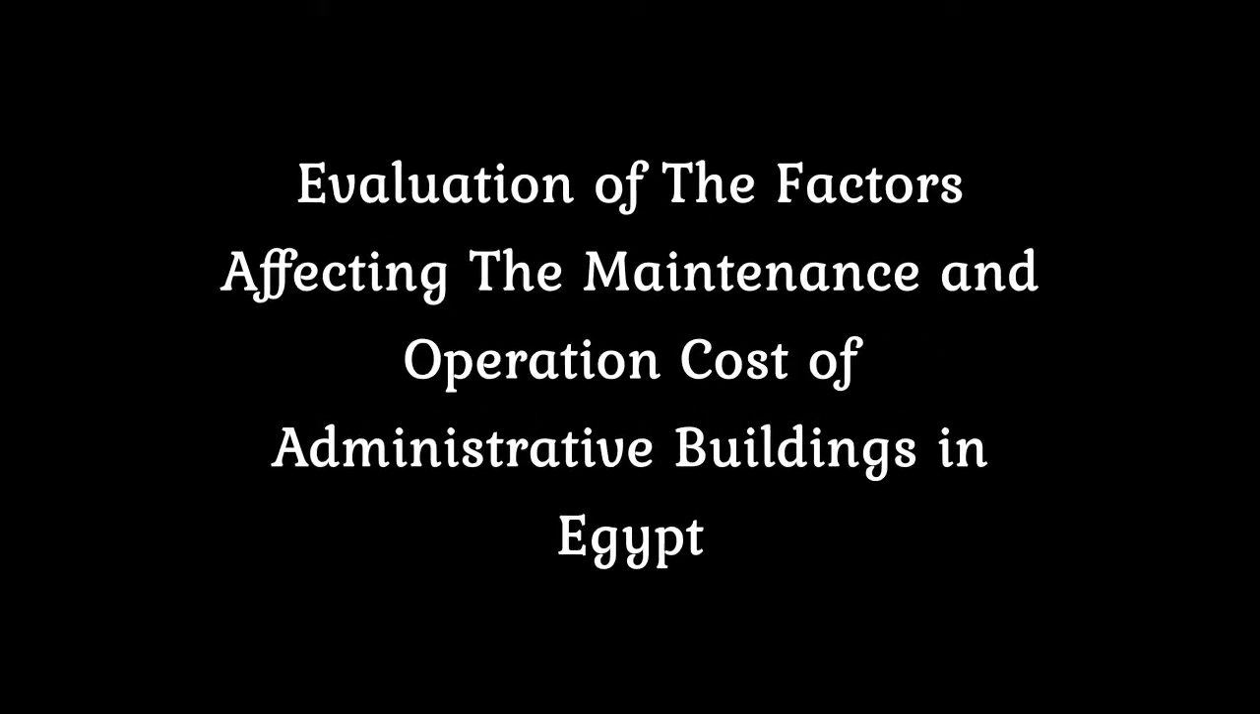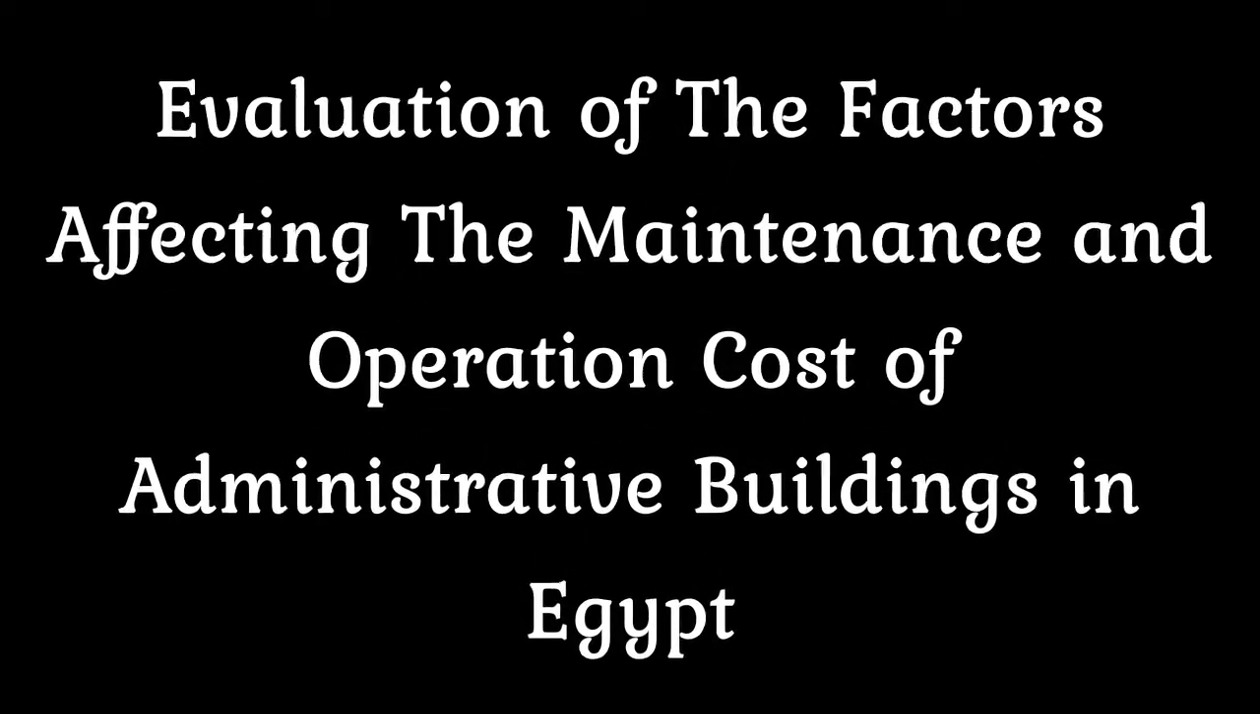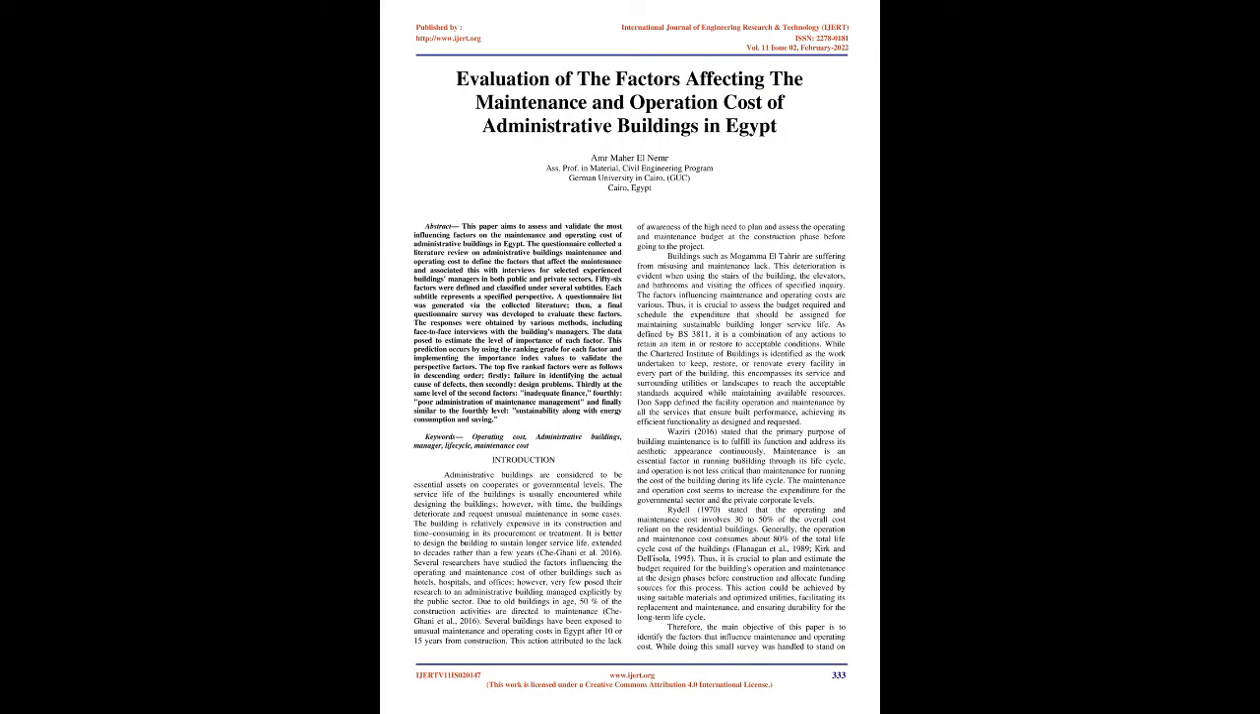Evaluation of the factors affecting the maintenance and operation cost of administrative buildings in Egypt. Abstract: this paper aims to assess and validate the most influencing factors on the maintenance and operating cost of administrative buildings in Egypt. The questionnaire collected a literature review on administrative buildings maintenance and operating cost to define the factors that affect the maintenance, and associated this with interviews for selected experienced building managers in both public and private sectors.